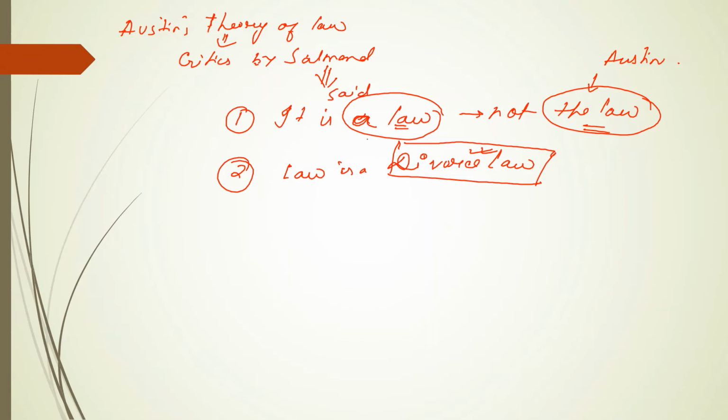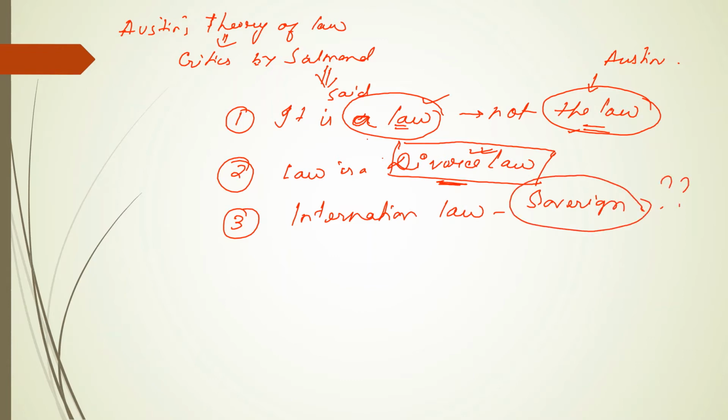So Austin's theory of law was criticized by Salmond. First, he said it is our law, not the law. Secondly, he said law is nothing but a divorce law. Thirdly, he questioned international law, because Austin said that international law is sovereign for us. Sovereign means superior. He asked how it becomes sovereign, why we should mandatorily follow it. It is not always necessary for us to follow international law, so it cannot be sovereign for us.